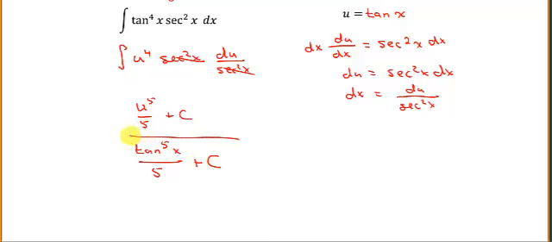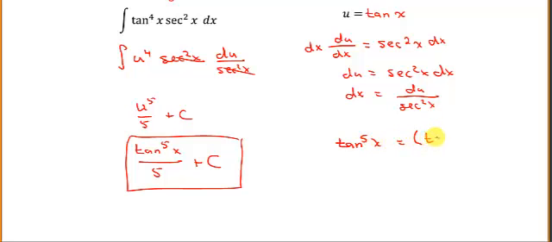One of the biggest issues that students run into is remembering what this means when they have that exponent here on the tangent. It means tangent of x all raised to the fifth.